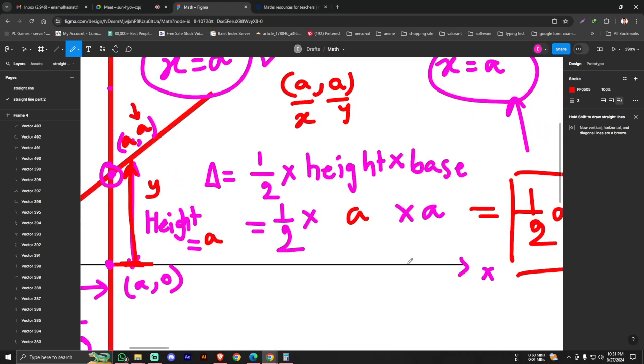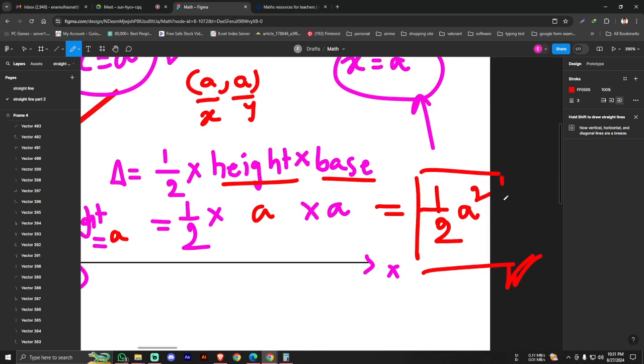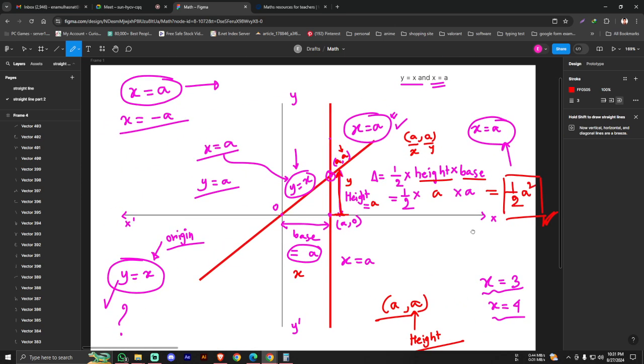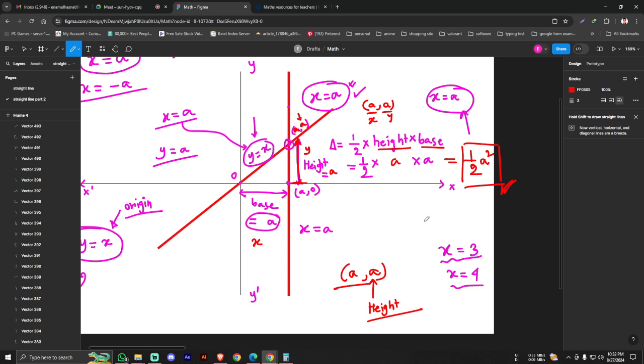This will be the formula, because we already know the height, which is a, and the base is also a, right? Yes. So the formula is half times a multiplied by a, and a multiplied by a is a square. So we get half a square. This is the basic of how to find the formula from the graph. So this is the observation here.